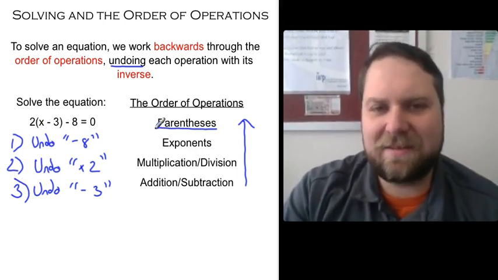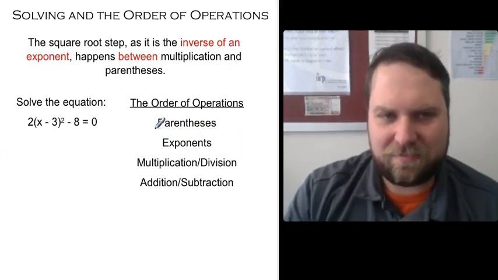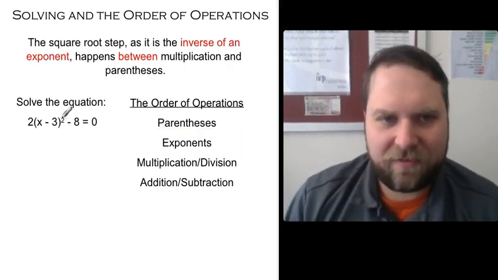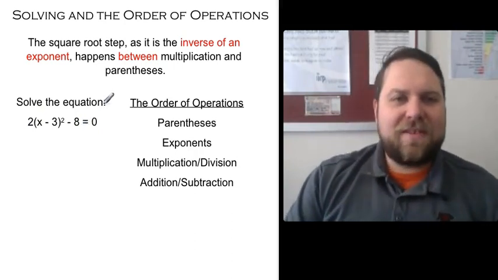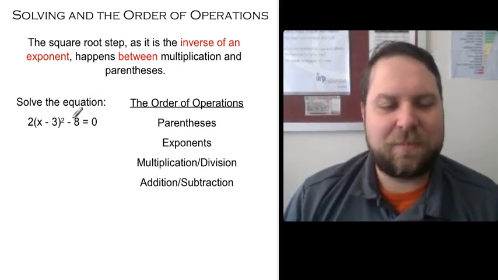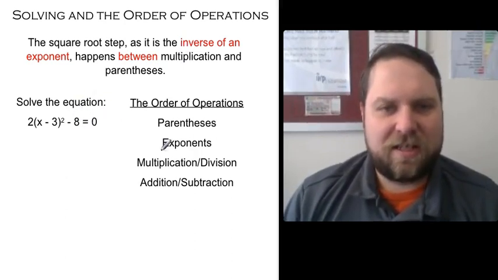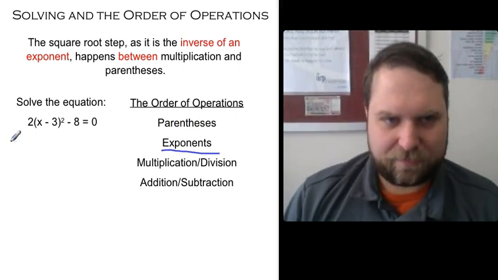Well, we've added something to this now with the square root. If we look at an equation where we have a squared term in there, like I would in vertex form, this is just a quadratic equation in vertex form. I have this step of taking a square root. Since this is the inverse operation of an exponent, it's going to happen in this step right here, between multiplication and division and where the parentheses are.